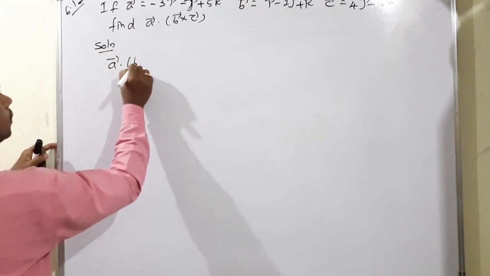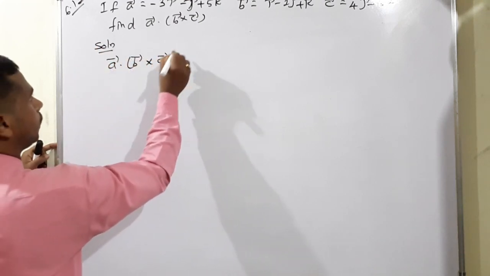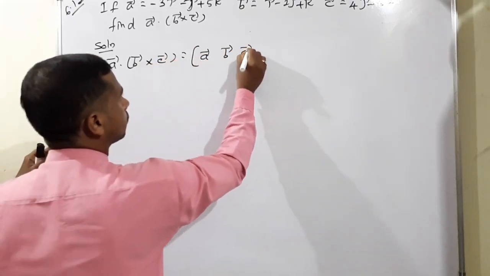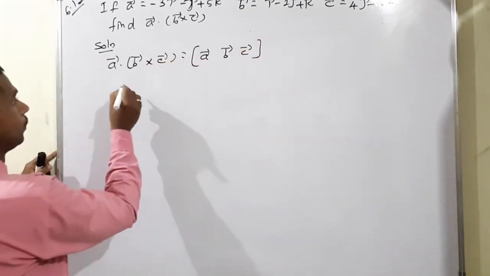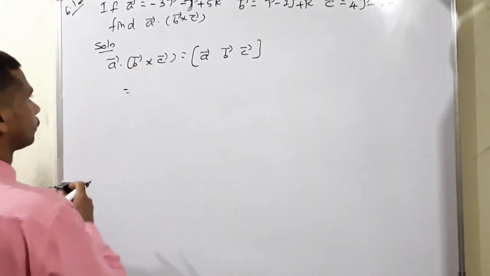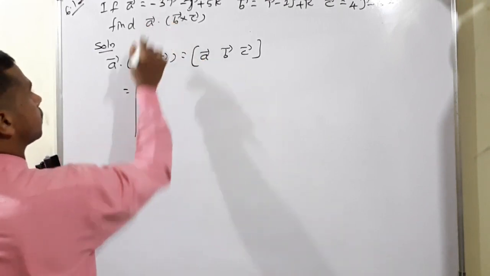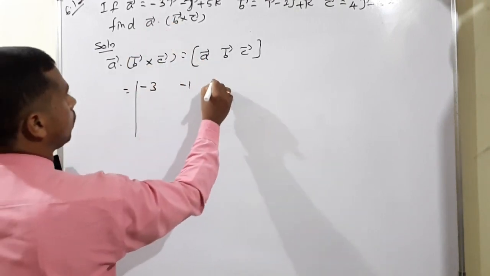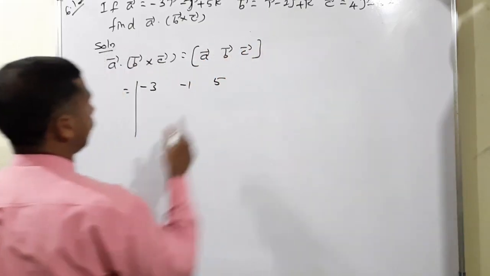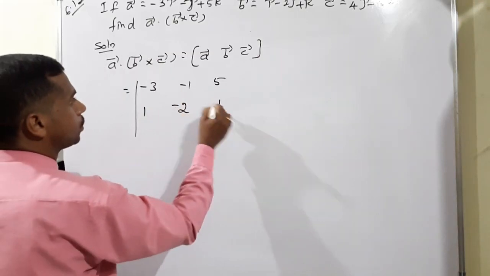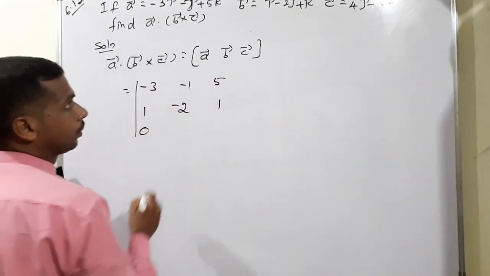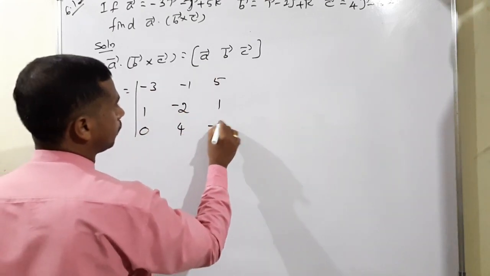A vector dot B vector cross C vector means the box product of A vector, B vector, C vector, isn't it? Therefore, in determinant form: A vector is minus 3, minus 1, positive 5. B vector is 1, minus 2, 1. Then C vector has no i, so we write 0, and the remaining 4 and minus 5.